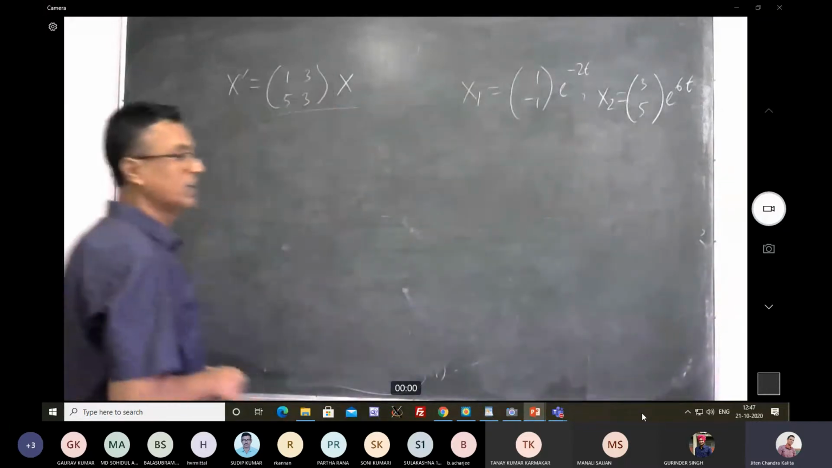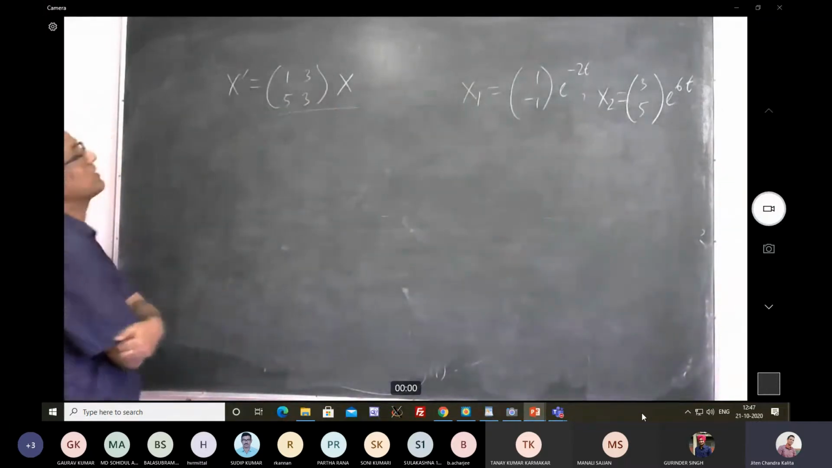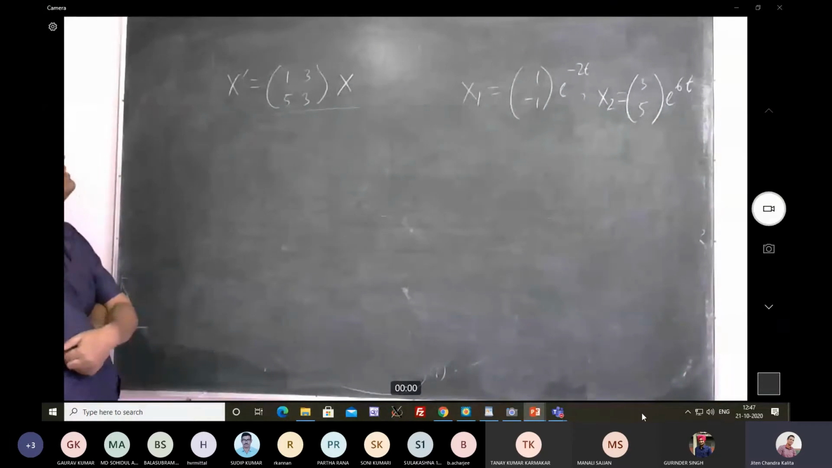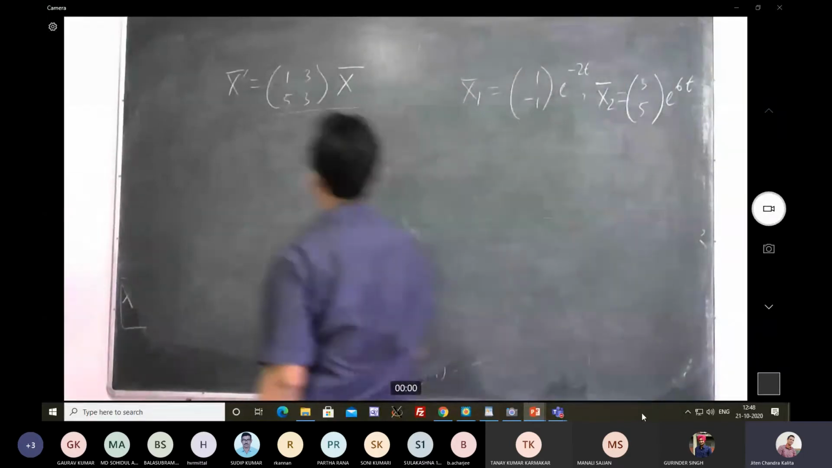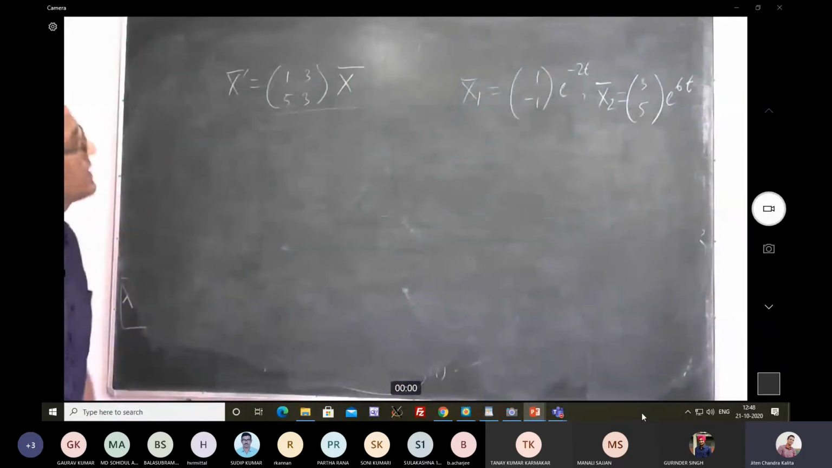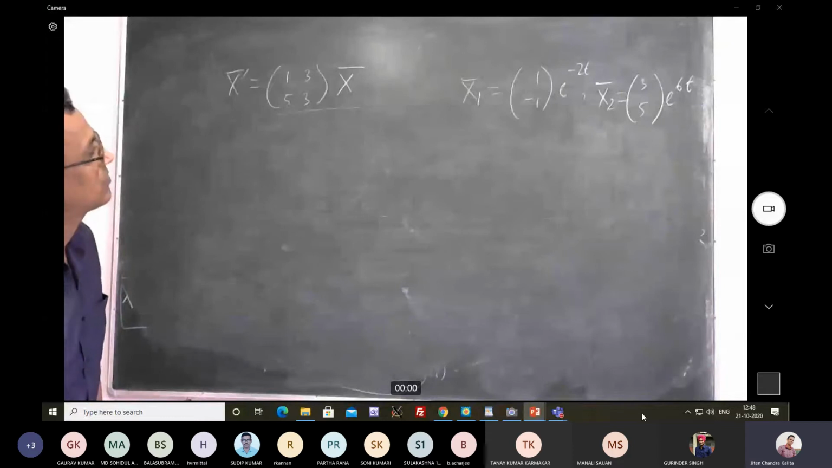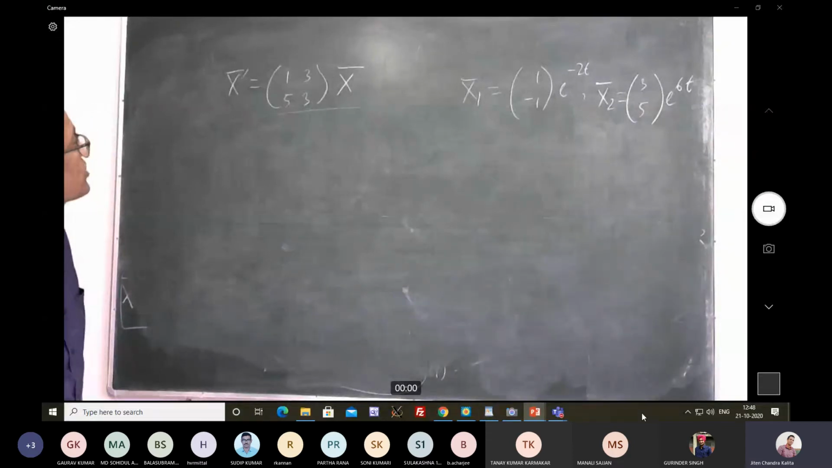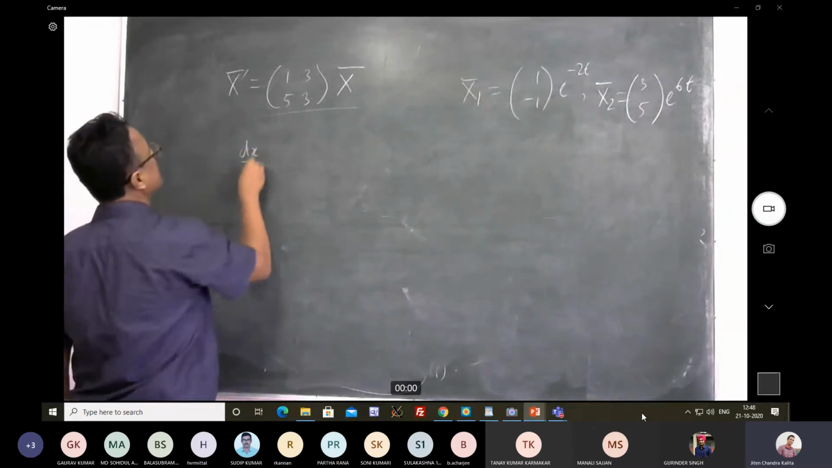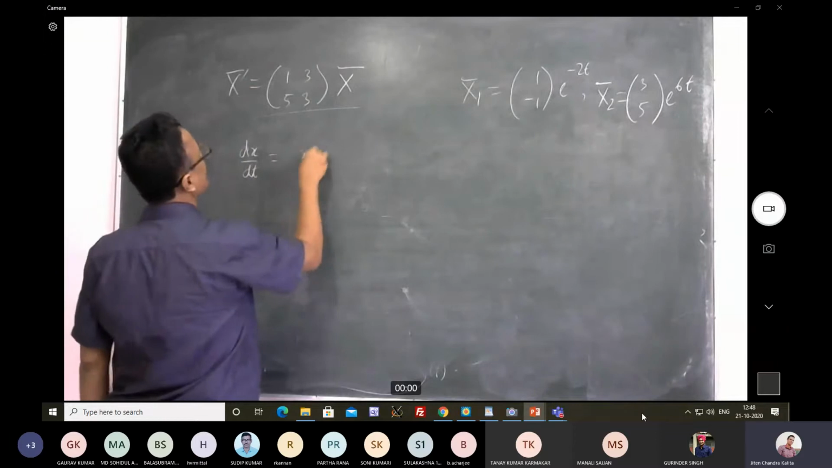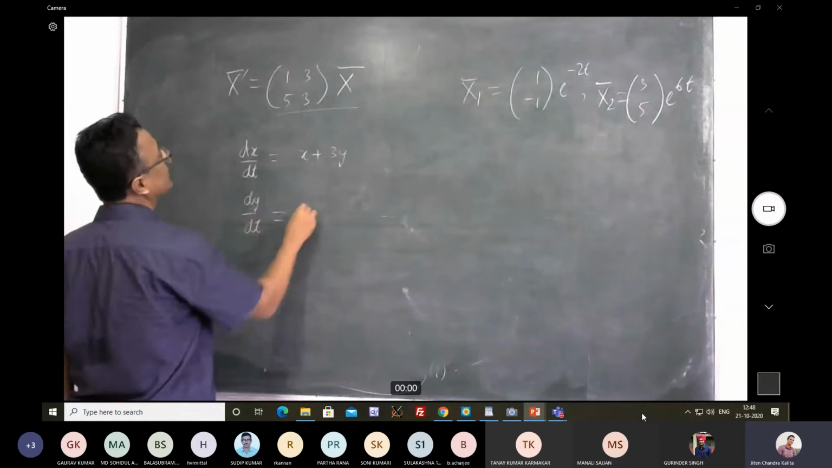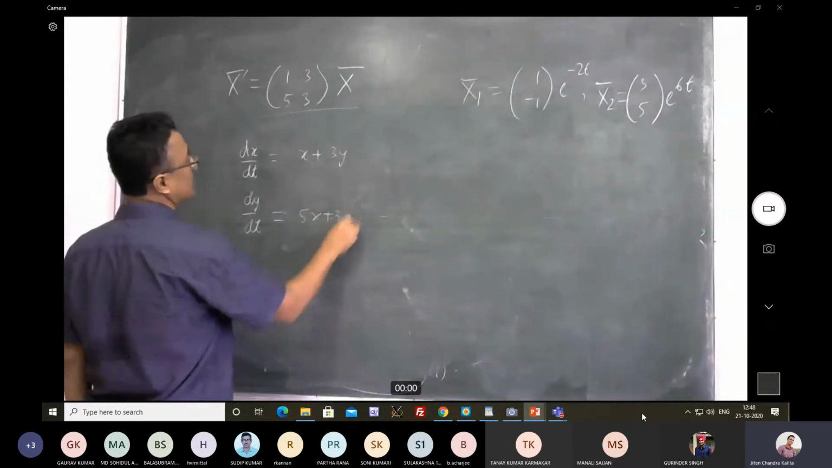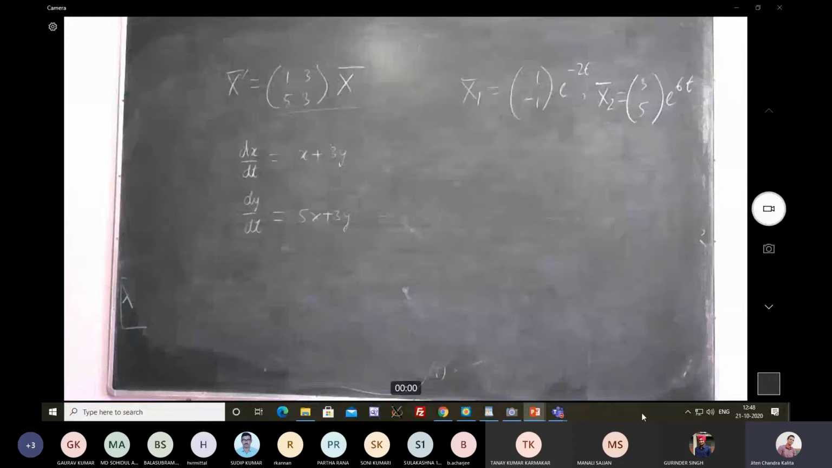Okay, good. So now you just look at this example. x prime equal to this. I should write it like this. Okay. So now here, can I tell that x1 and x2 are solutions of this equation? So basically, this is simply your dx/dt equal to x plus 3y, and this is dy/dt equal to 5x plus 3y. Right? So whether that is going to constitute my solution or not.